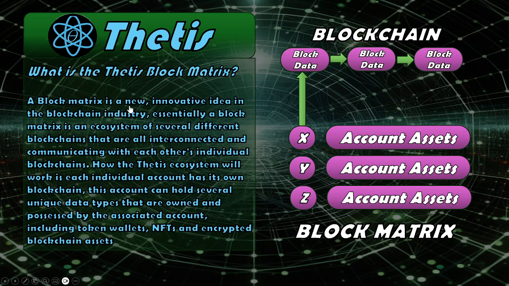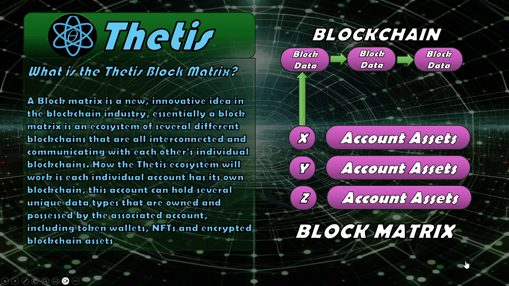A block matrix is a new innovative idea in the blockchain industry. Essentially, a block matrix is an ecosystem of several different blockchains that are all interconnected and communicating with each other's individual blockchains. How the Thetis ecosystem will work is each individual account has its own blockchain. This account can hold several unique data types that are owned and possessed by the associated account, including token wallets, NFTs, and encrypted blockchain assets.